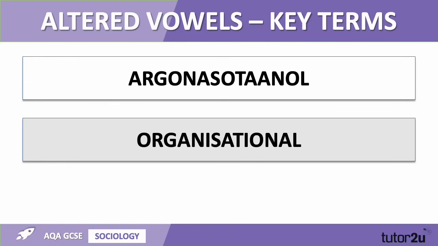Okay, our first key term this time is... Okay, hopefully you spotted it. It is organisational. So organisational is all about different types of family structure. So for example, whether it's a single parent family, a reconstituted family, but it also refers to different kinship patterns and to the domestic division of labour.